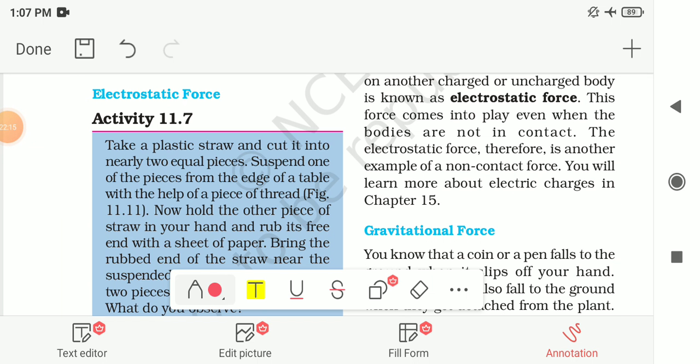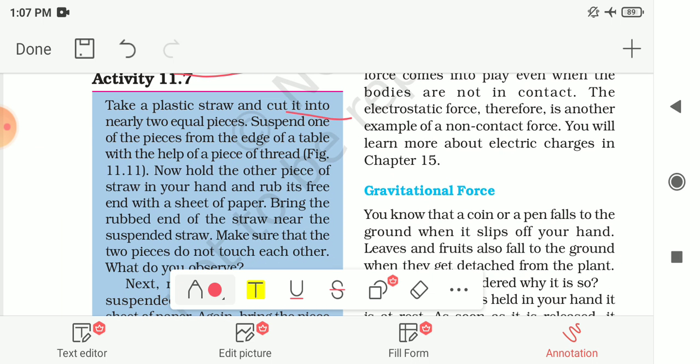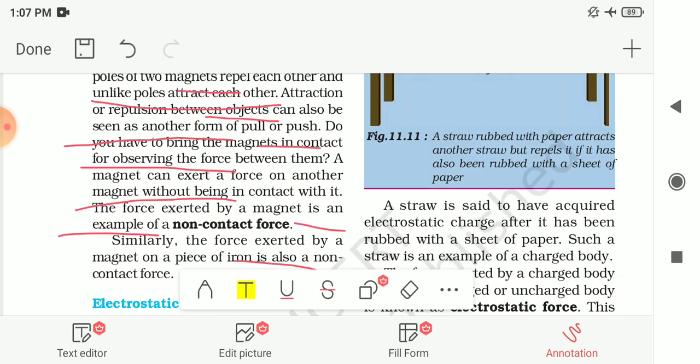Now another example of non-contact force is given to you, that is electrostatic force. For that, one activity is given to you here, that is activity number 11.7. For that you require a plastic straw, then cut it into nearly 2 equal pieces and suspend one of the pieces from the edge of a table with the help of a piece of thread, like it is shown here in the figure.